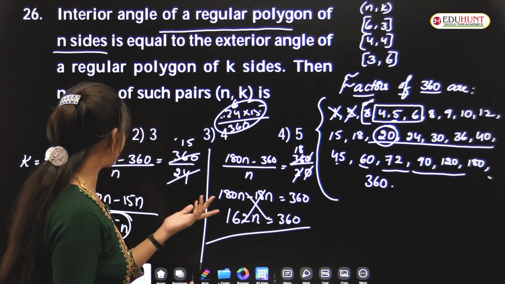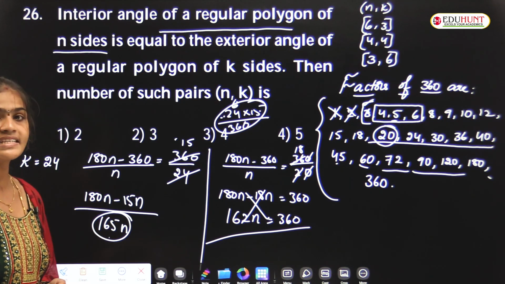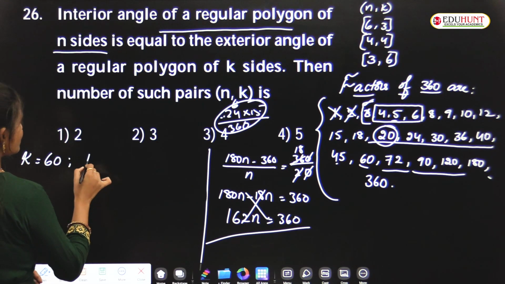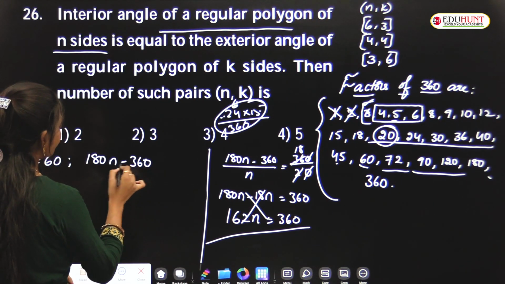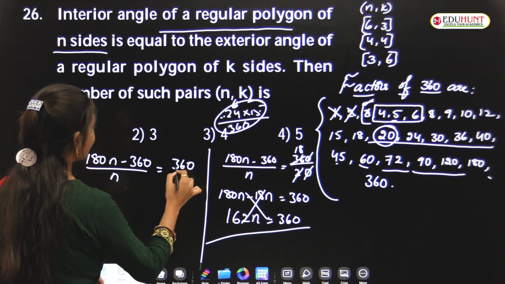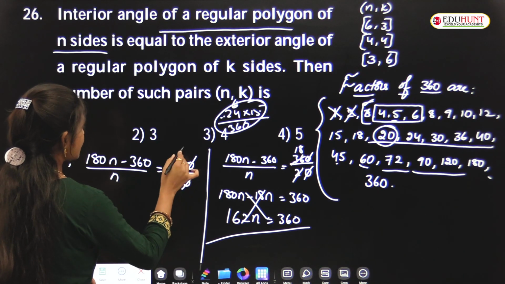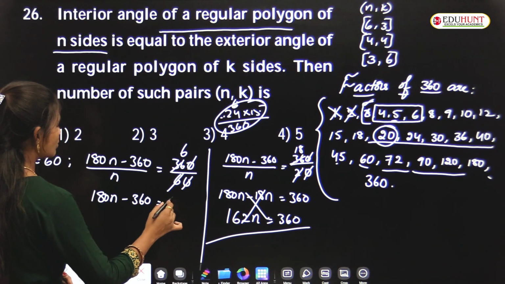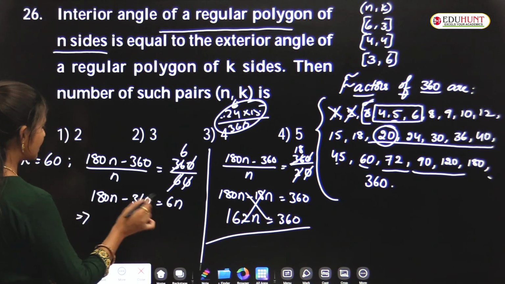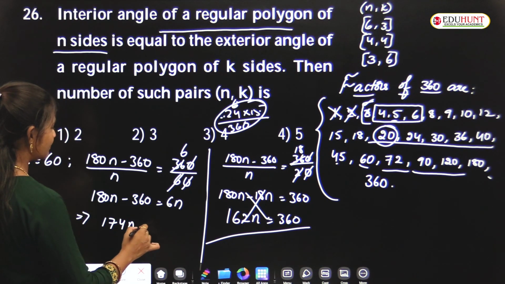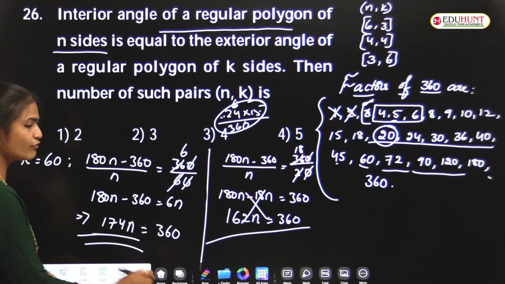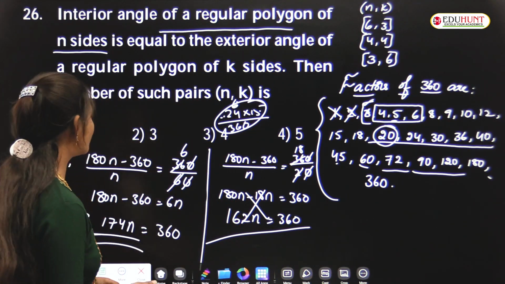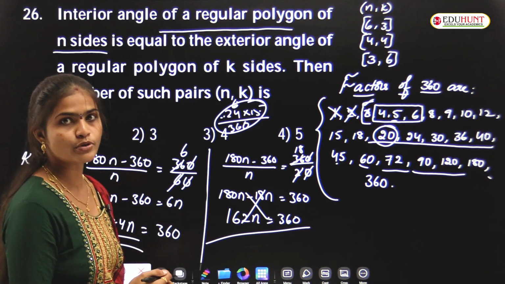Okay, that's why here no need to find all the remaining ones. If you have any doubt, then take any other one. So for example, take 60. Is it possible or not? So let us take k is equal to 60. So (180n minus 360) whole by n is equal to 360 by 60. So 0 and 0 get cancelled. So 6 6s are 36. So 180n minus 360 is equal to 6n. So after taking this side, you will get 174n is equal to 360. So 174 is not a factor of 360. So that is also not possible. So 60 is not possible. Okay.